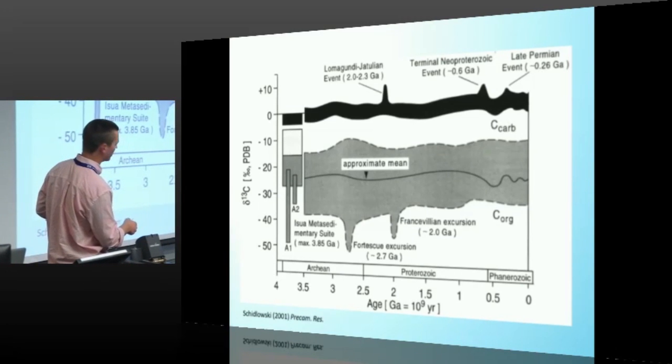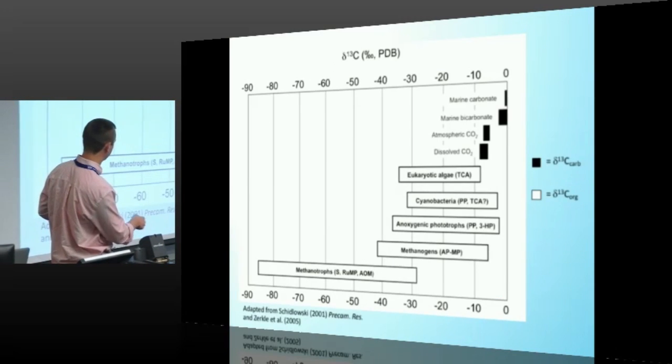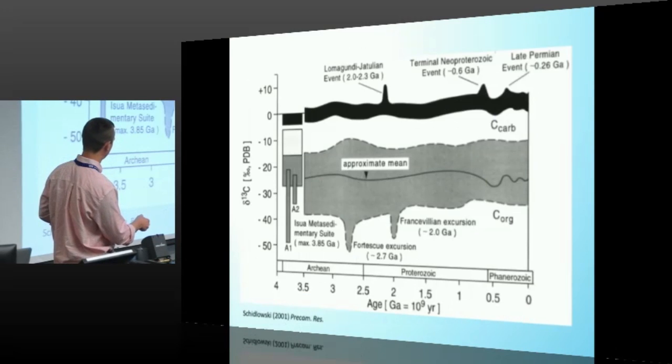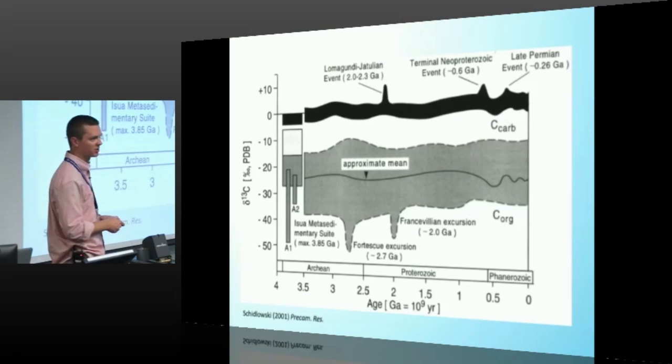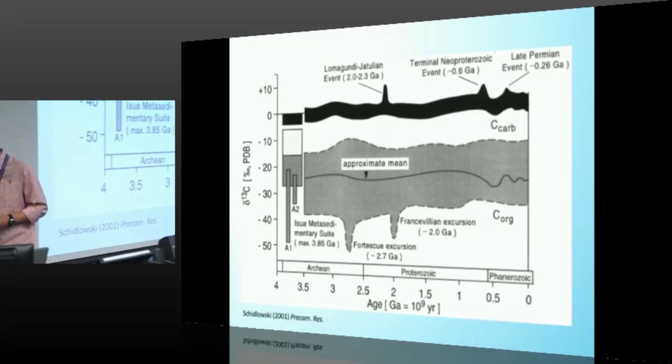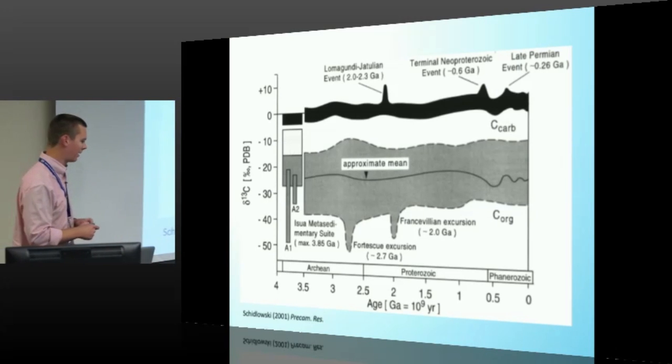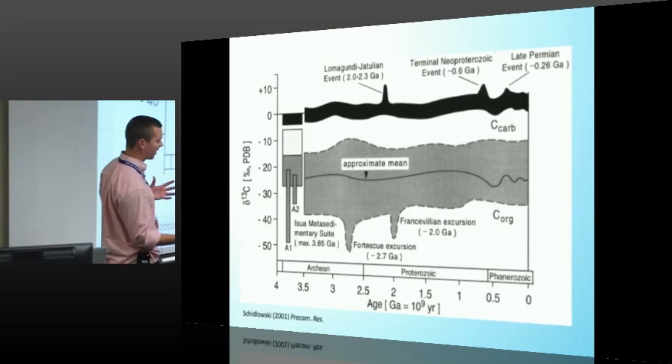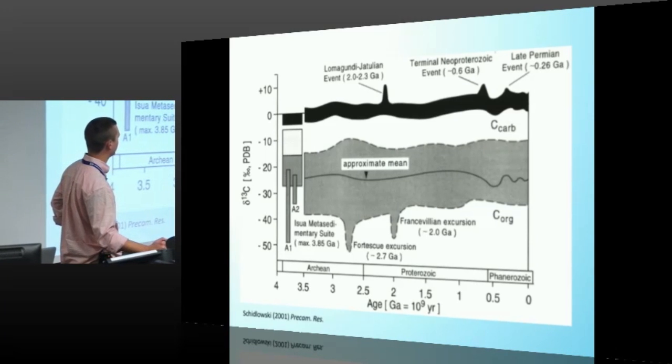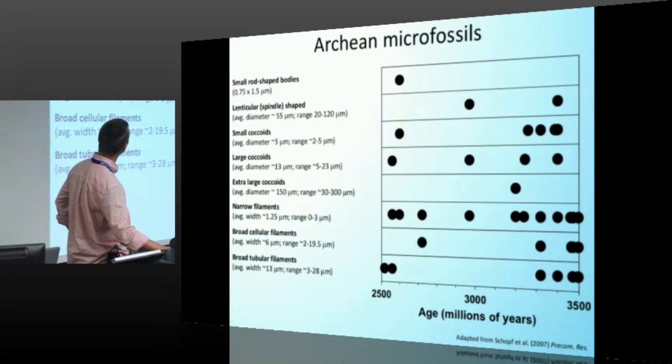One thing to note, I was just talking about how methane cycling can really deplete these carbon isotopes. That's what's thought to have occurred here at the Fortescue excursion 2.7 billion years ago, when you saw a large, possibly evolutionary advancement of methane cycling metabolisms. I think that's a pretty cool thing.